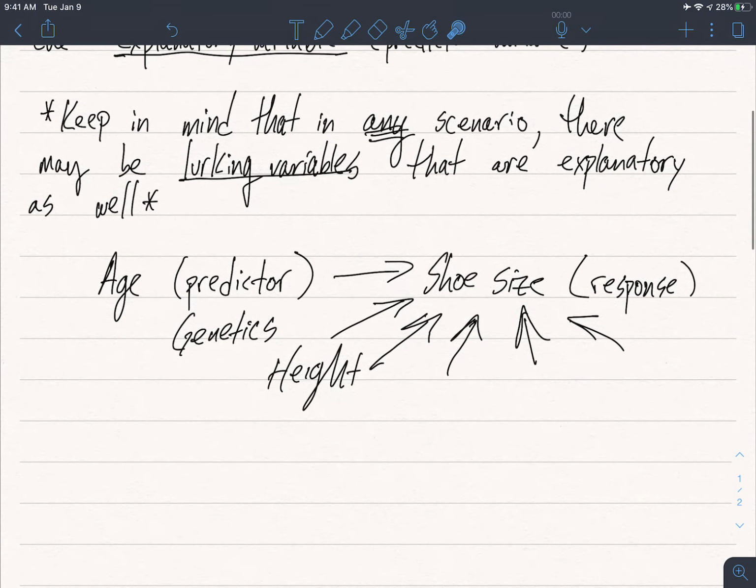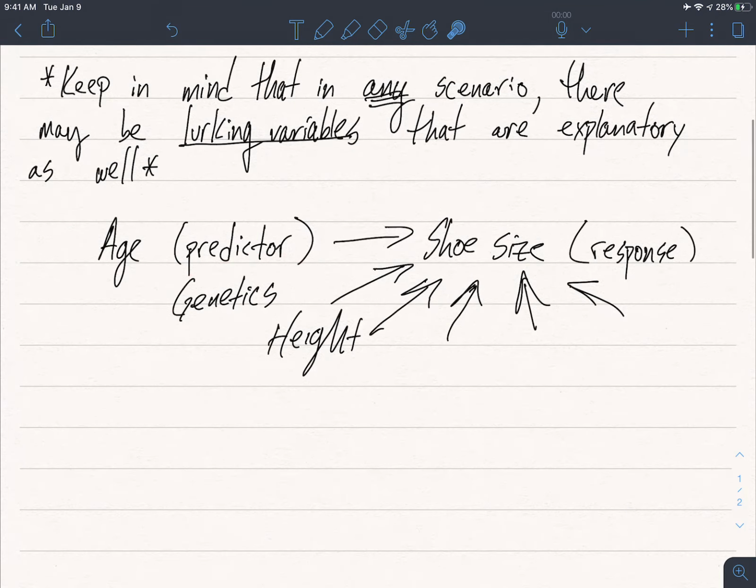And this is an obvious case of that, where there are other lurking variables out there that would affect how big your shoe size is. But in some other scenarios, it might be harder to think about what these lurking variables are. So we just need to keep in mind that there may be other variables at play, other than just our two variables we might be looking at in a problem, like, for instance, age and shoe size, right? There might be other things at play.